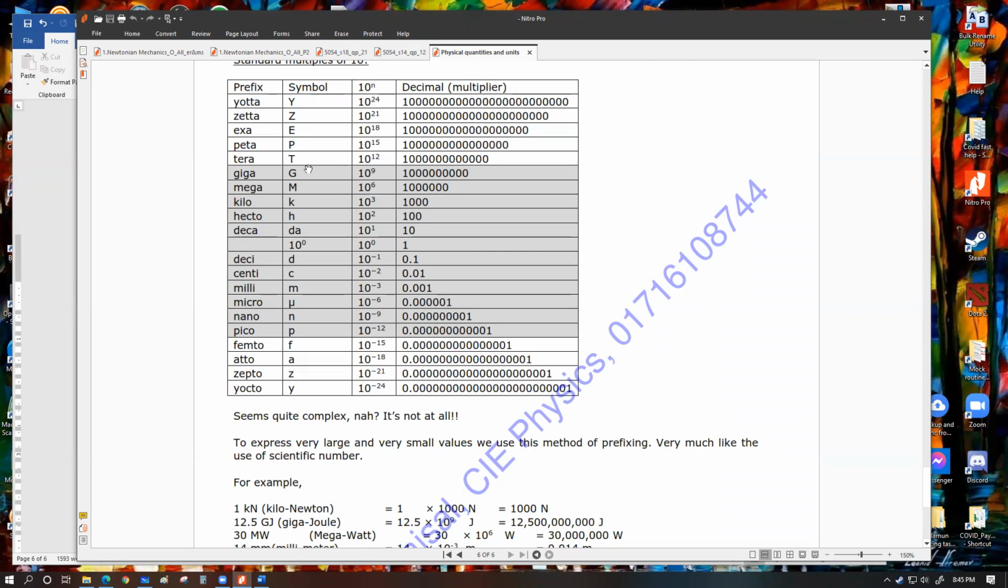Whereas if we go for the upper level, we have kilo, which is 10 to the power 3. Then we have mega, 10 to the power 6. Giga is 10 to the power 9. Then we can have all the way up to here. I actually collected this list from Wikipedia, I think. You don't need to remember this all the way.